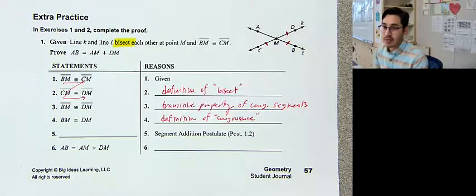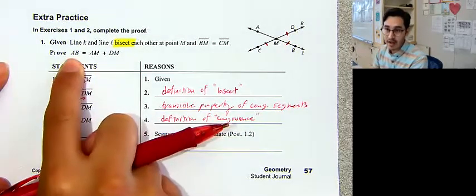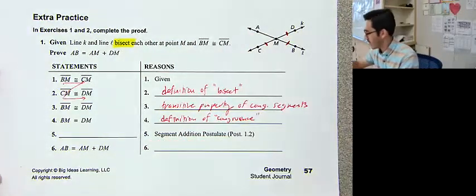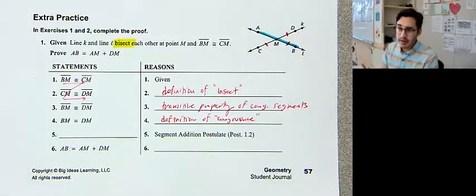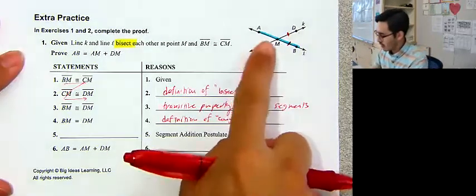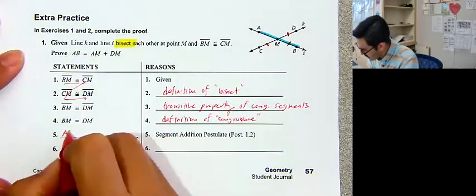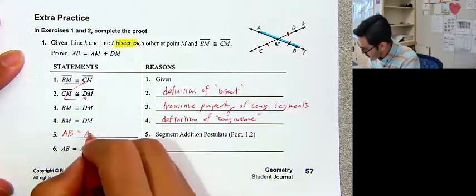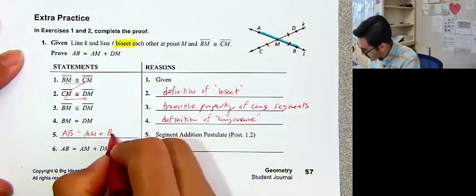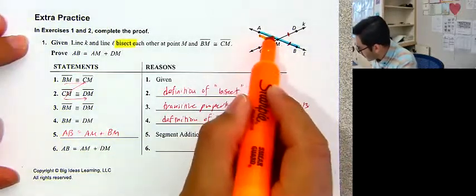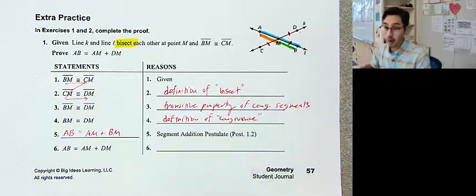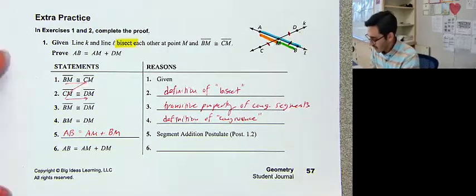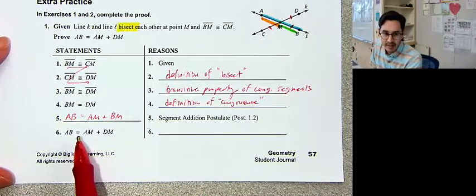So which segments do I want to add here? Well, to guide us, let's look at what we're trying to prove. We're trying to prove something about AB. So that's right here. Let's highlight it. AB is a long segment, which is made up of two smaller segments. So let's do segment addition with those two pieces there. We can say that AB is equal to AM plus BM. The two smaller segments we know add up to the larger segment. And then we get our last statement, AB is equal to AM plus DM.